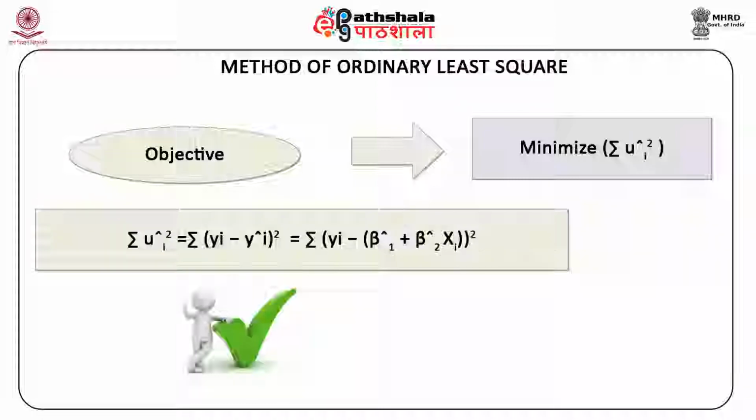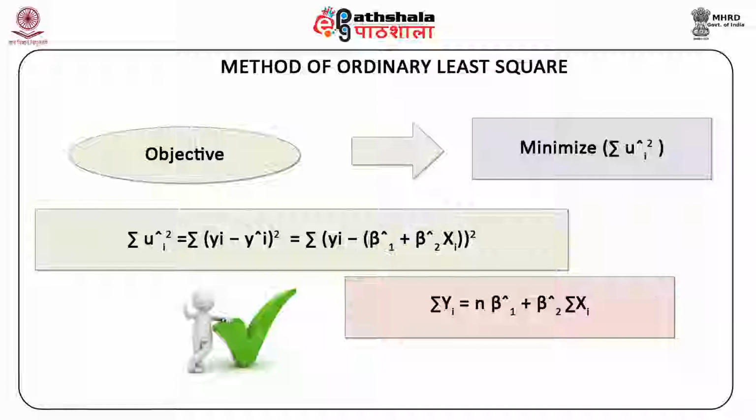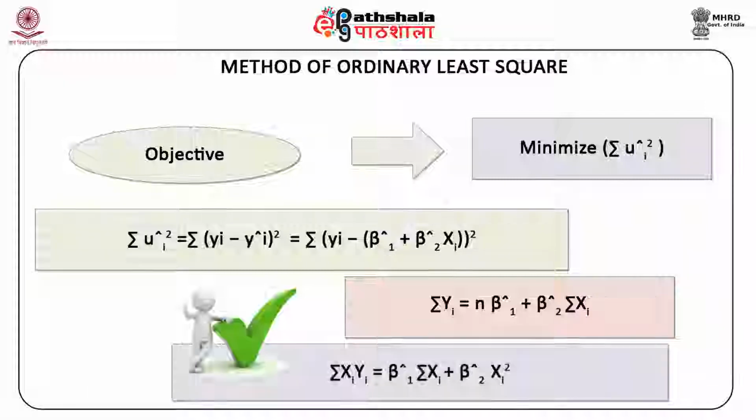Sigma u hat i squared is equal to sigma (yi - y hat i) squared, which is equal to sigma (yi - (beta hat 1 + beta hat 2 xi)) squared. Sigma yi = n beta hat 1 + beta hat 2 sigma xi. Sigma xi yi = beta hat 1 sigma xi + beta hat 2 sigma xi squared.